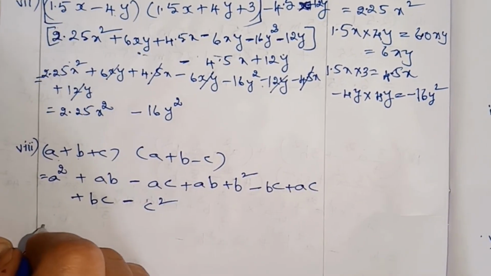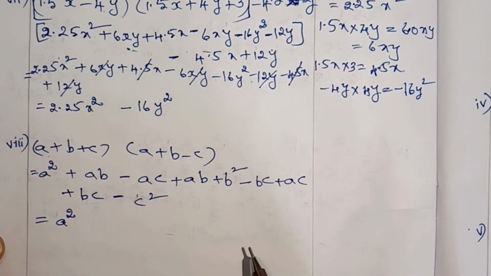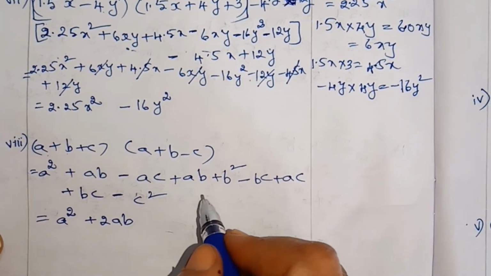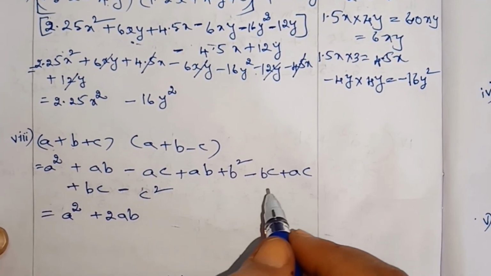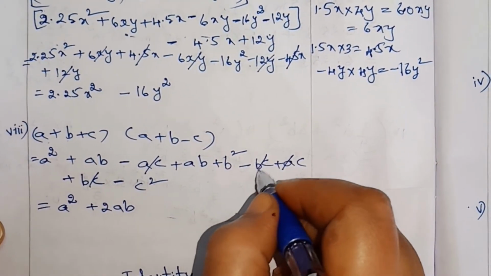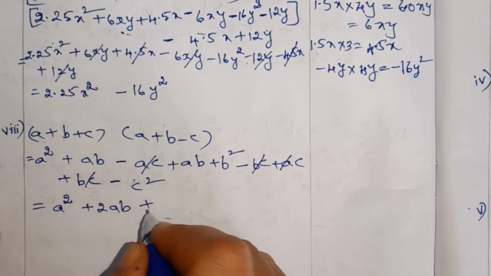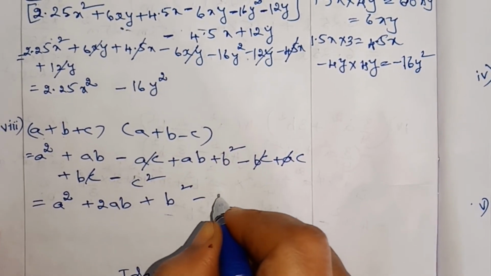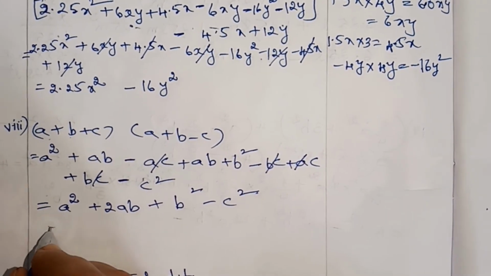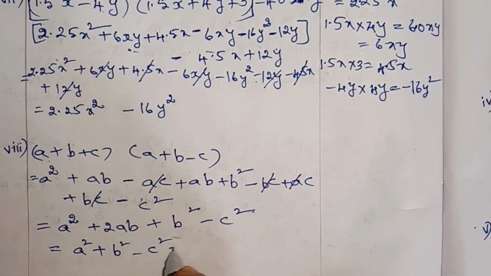Now add and subtract the like terms. Plus ab, a square. Here ab plus ab is 2ab. Here minus ac plus ac they get cancelled. Plus bc minus bc they get cancelled. Then what else is remaining? Plus b square minus c square. We can write it as a square plus b square minus c square plus 2ab.